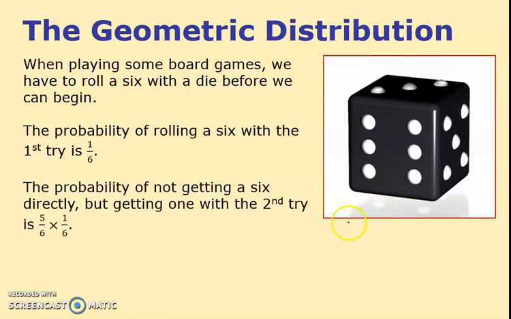if I'm going to get it on my second go, that means I've got to have failed first time, and there's quite a large chance of failing first time. It's 5 out of 6. And notice the times, I then have to get it straight away on the second go. So it's 5/6 times 1/6.